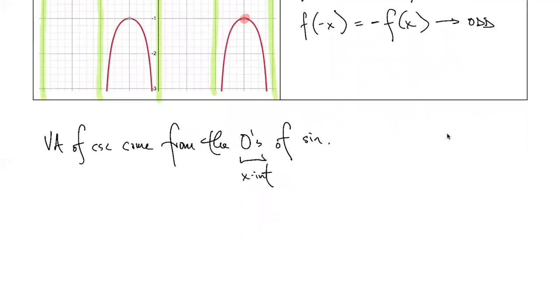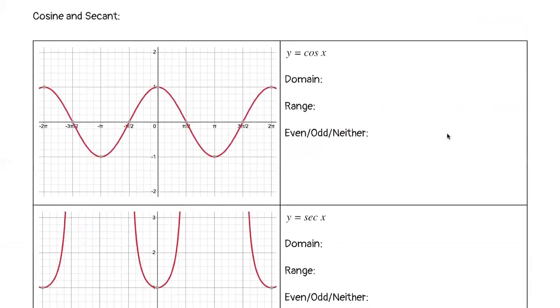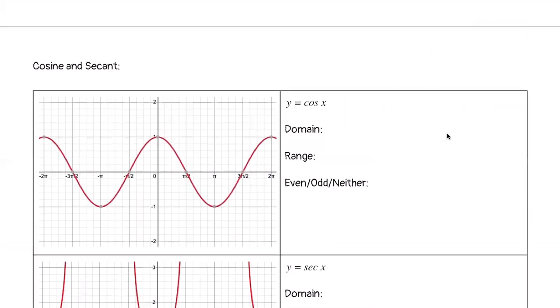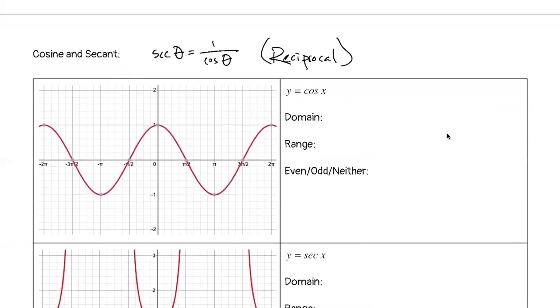All right, so knowing that, let's take a look at cosine and use that to generate secant, or its reciprocal function, okay? So we know that secant of theta equals 1 over cosine theta, and that comes from our reciprocal function, okay? And we also know that the graph of cosine looks like this.